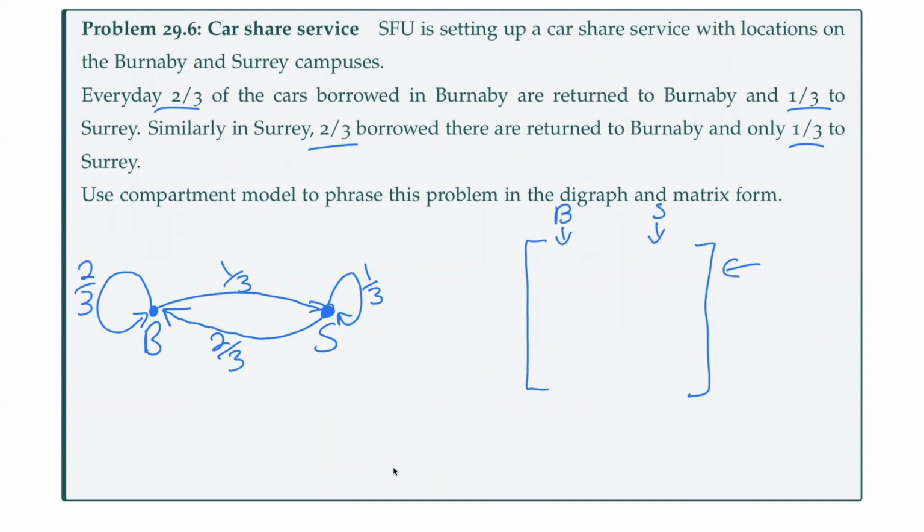And then you can represent this in matrix form by just converting that information into a matrix. So the loop from B to B has weight 2/3. The arrow from B to S has weight 1/3. From S to B has weight 2/3. And from S to S has weight 1/3.